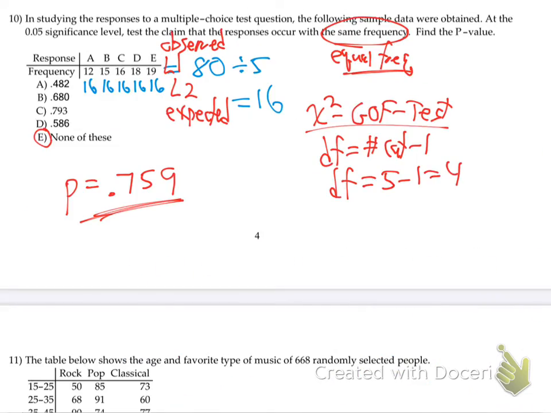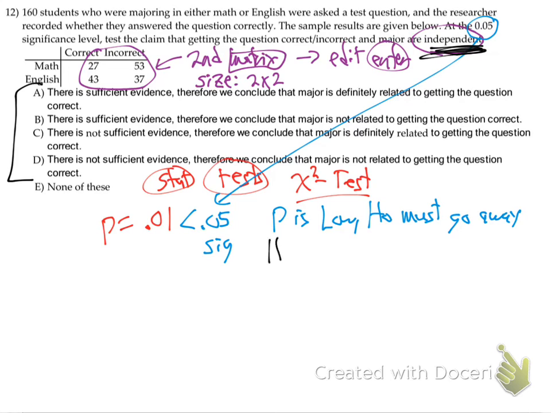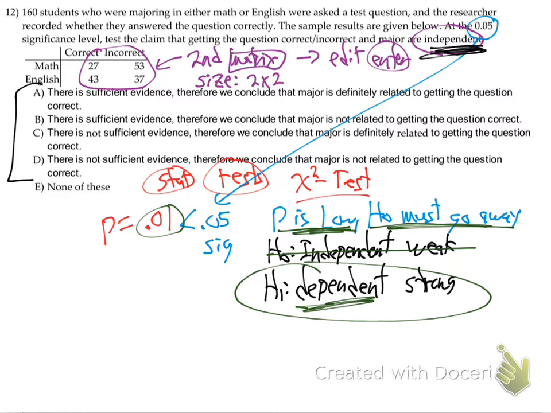Let's go back to it. So here it is. H0 is independent, H1 is dependent. And remember, weak evidence always for H0, strong evidence always for H1. Now H0, the P was low, so H0 must go away. So cross out H0, keep H1. So we believe that they're dependent and the evidence is strong.